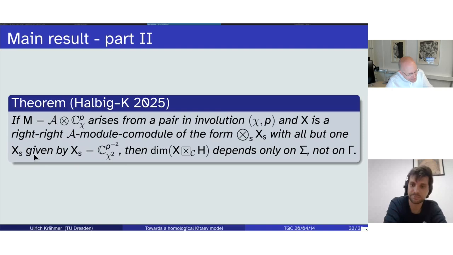You then manufacture this X, which is a big tensor product of all these. You take the bitensor product, call this the protected space. Theorem: the dimension of this does not depend on the chosen graph. It only depends on sigma. End of talk. Thank you.